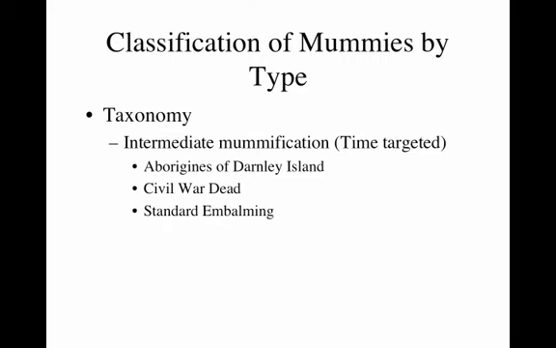The same concept occurred during the Civil War. In fact, it began during the Civil War, trying to get bodies from the battlefields of the South back up to the North. Time-targeted embalming would occur using heavy metals. They intended this to be intermediate mummification, but actually some of the Civil War dead became mummified. And it would be called artificial mummification.